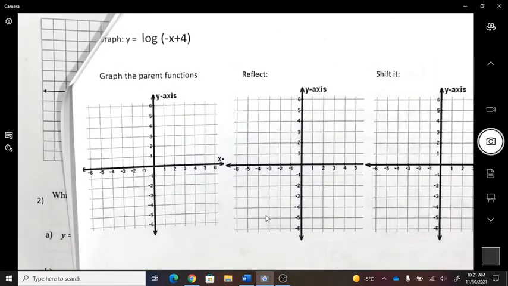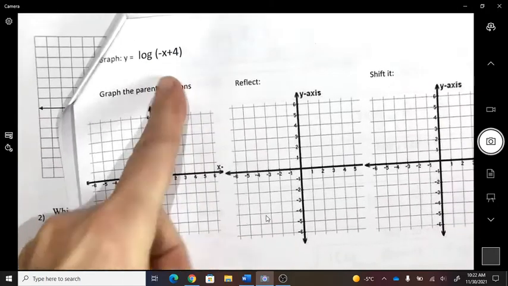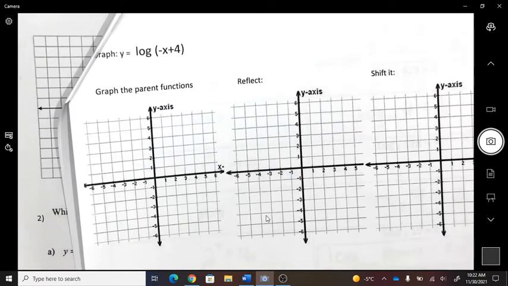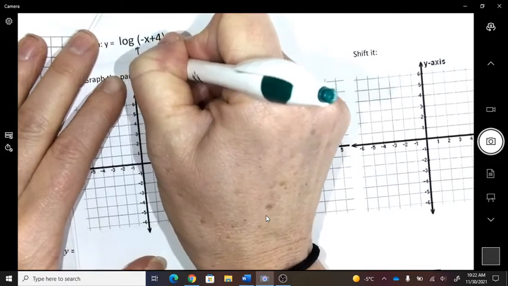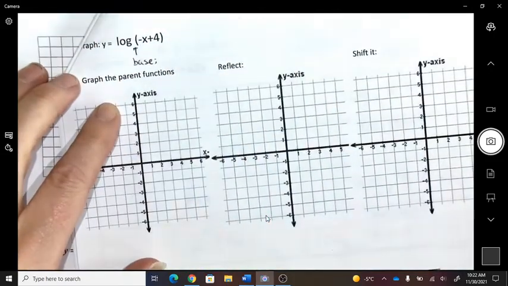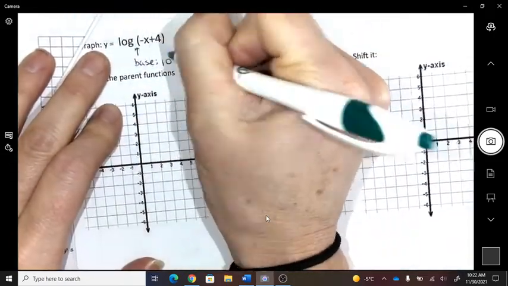Okay. Next one. We have some weird stuff going on in here. First of all, there's no base number. So what do I do on this if there's no base? What's the secret base that they're using? 10.